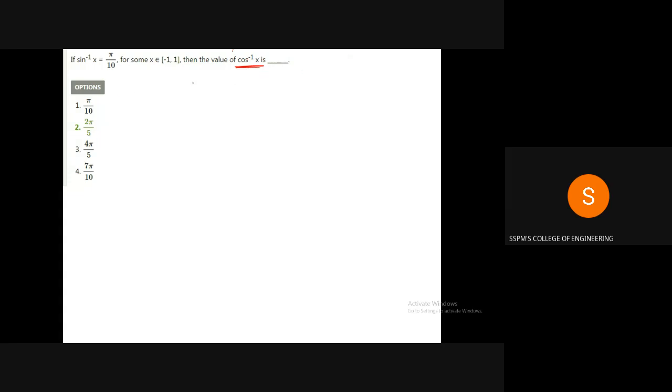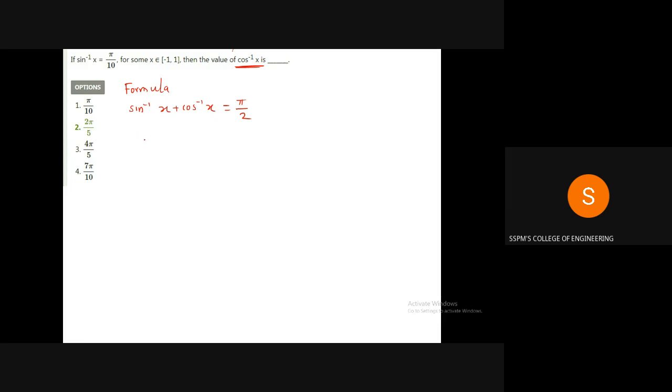So there is one formula. The formula is this: sin inverse x plus cos inverse x is equal to, remember, it is always pi by 2. Sin inverse x plus cos inverse x is equal to pi by 2. So we'll put the values and find the value of cos inverse x.